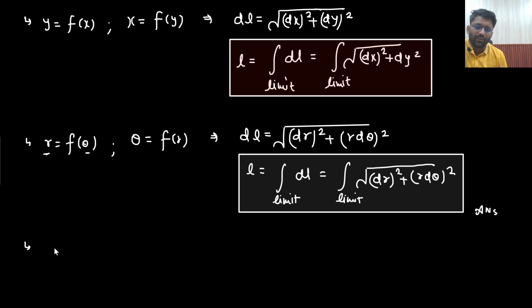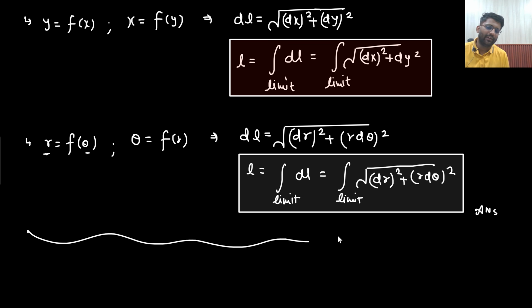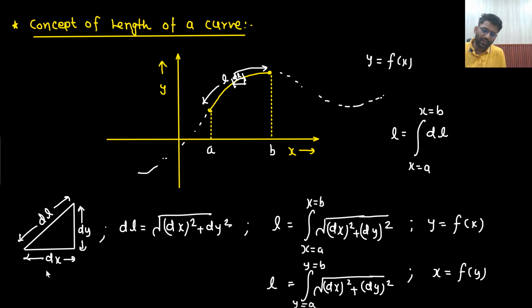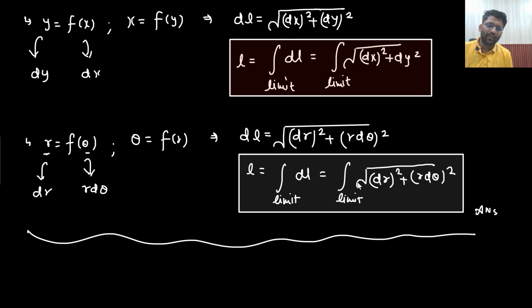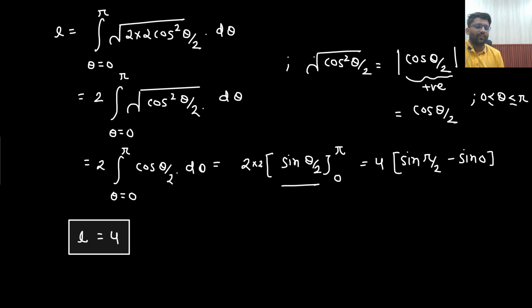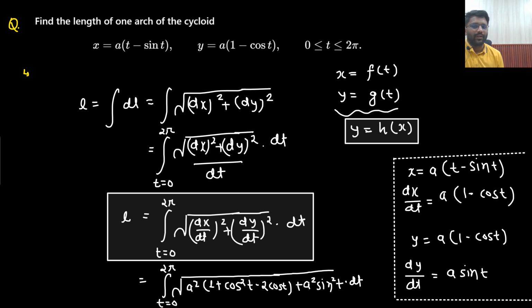Only this much we need to remember. And it is not very difficult to remember. In the direction of r, how much do you work? dr. In the direction of theta, how much do you work? r d theta. In the direction of y, how much do you work? dy. In the direction of x, how much do you work? dx. So what will be your dl? dl will be nothing but under root dx square plus dy square, or under root dr square plus r d theta square. Job done. Solve the numericals in a very quick manner without remembering any formula.